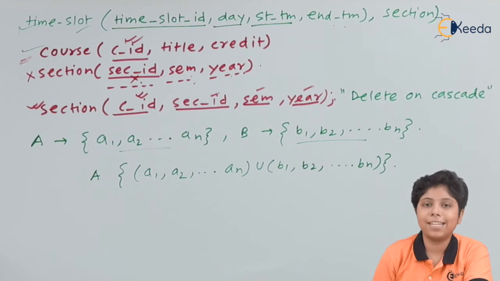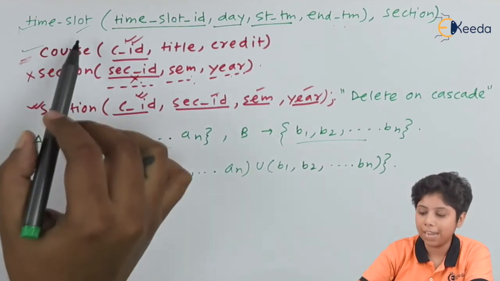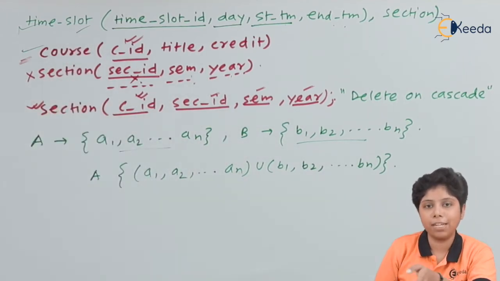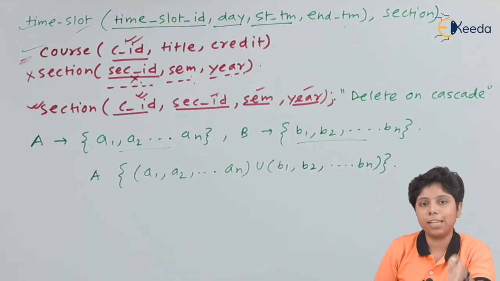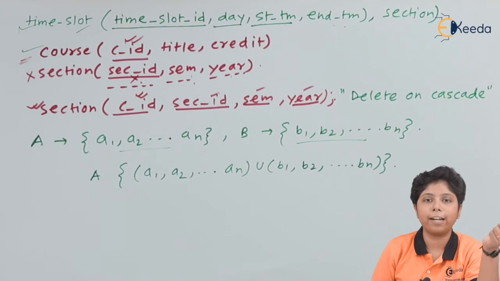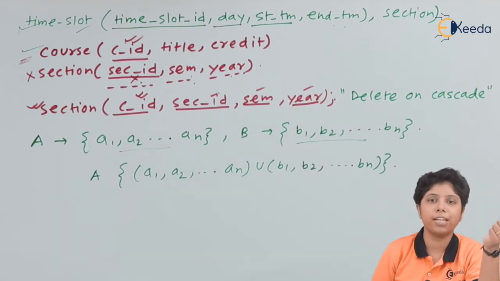So if there is any portion that we want to delete from the time slot referential integrity, first it will be deleted from the section, and when it is deleted from section, then only the time slot can be deleted from that particular attribute. So we can say that on delete cascade is present in this type of weak entity set.